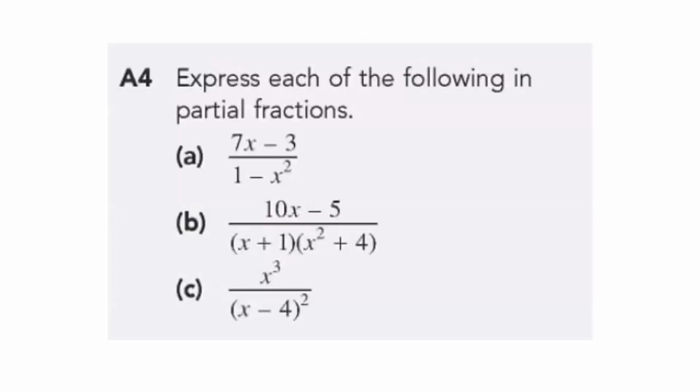Next, question 4c. Something special about this question is that it is an improper fraction. Why? Numerator is x power 3. Denominator, if you expand out, only x power 2. 3 is bigger than 2. So this is an improper fraction. Must do what? Long division first.